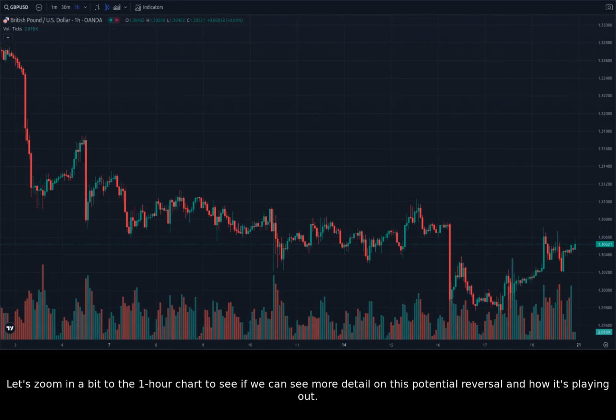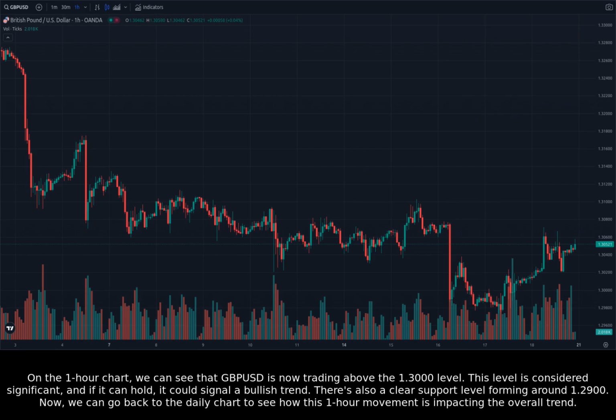Let's zoom in to the 1-hour chart to see more detail on this potential reversal and how it's playing out. On the 1-hour chart, we can see that GBPUSD is now trading above the 1.3000 level. This level is considered significant, and if it can hold, it could signal a bullish trend. There's also a clear support level forming around 1.2900.